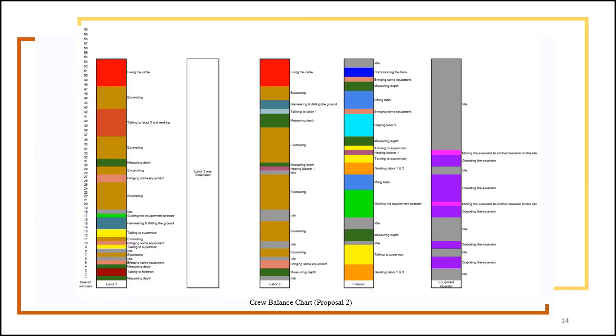And here we have the crew balance chart for the second proposal. As you can see, laborer 2 is eliminated and we have laborer 1 and 3 and foreman and equipment operator. As mentioned before, for the first 2 times that the excavator is operating, we have idle times on the workers available on site, or activities such as bringing equipment to the site or any type of activities that were done outside of the trench, because in this step the trench is still small and the workers cannot be excavating the trench simultaneously while the excavator is operating.